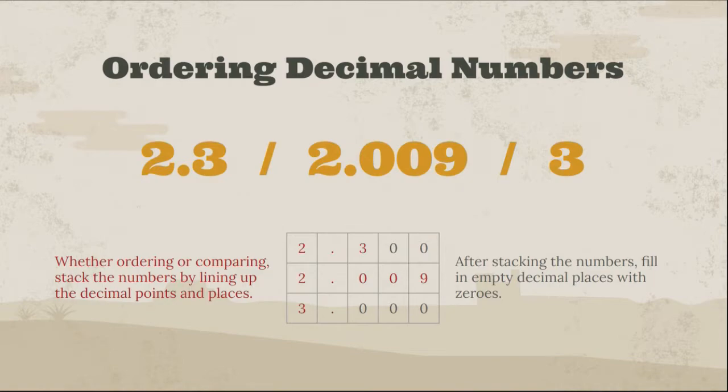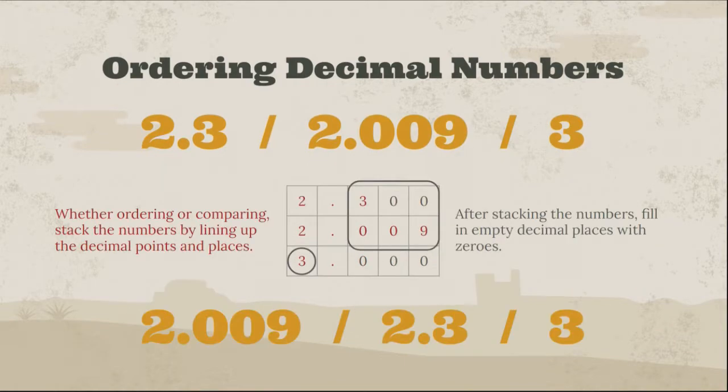Well, right off the bat, if we start on the left and work to the right, we can see that 3 is going to beat 2 and 2. So 3 ends up being the largest number of all of them. And then, when we look at the 2's, we can see that the first 2 has 300 on its end, and the second 2 has 9 on its end. So 300 beats 9.